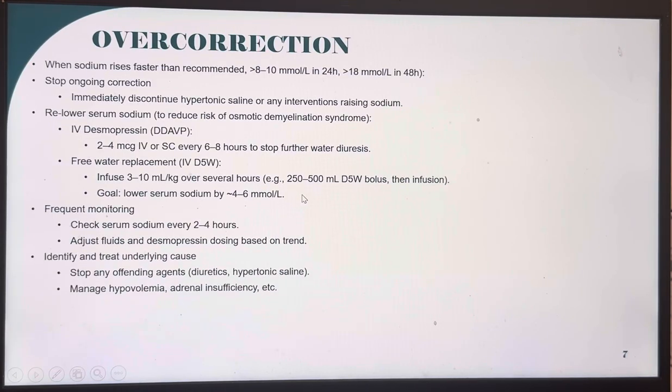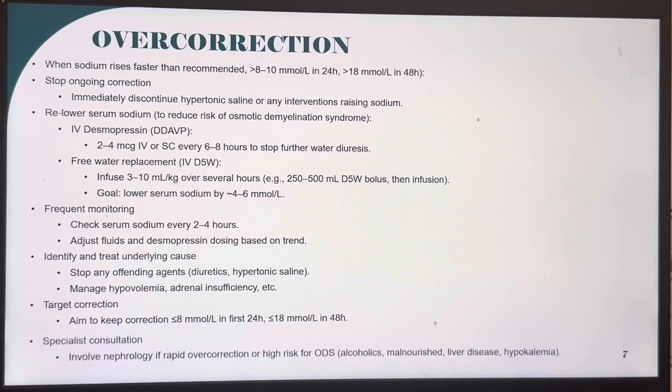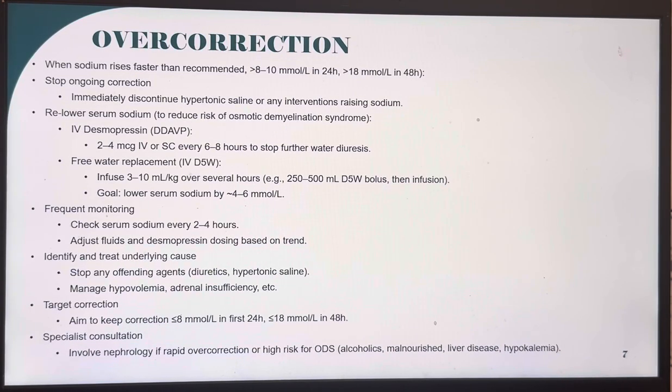Then you also monitor serum sodium every 2 to 4 hours, and you adjust fluids and desmopressin according to the sodium levels. And you also identify and treat underlying causes. It could be due to diuretics. You stop any offending agents, and you also manage hypovolemia or adrenal insufficiency. Your target correction should be less than or equal to 8 in 24 hours and less than or equal to 18 in 48 hours. And you also consult a specialist, that is a nephrologist, if there is rapid overcorrection or if there is high risk of other comorbid conditions, like if he's alcoholic or malnourished, or if he's having liver disease or hypokalemia.